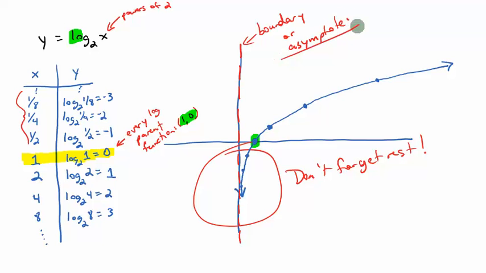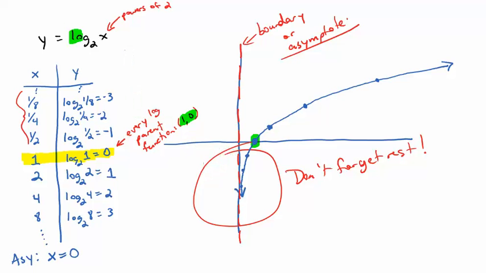Okay? So, since this is a parent function, I would usually like to write my asymptote over here with my ordered pairs. This vertical line crosses the x-axis at 0, so the equation of that vertical line is x equals 0. So my asymptote is x equals 0.